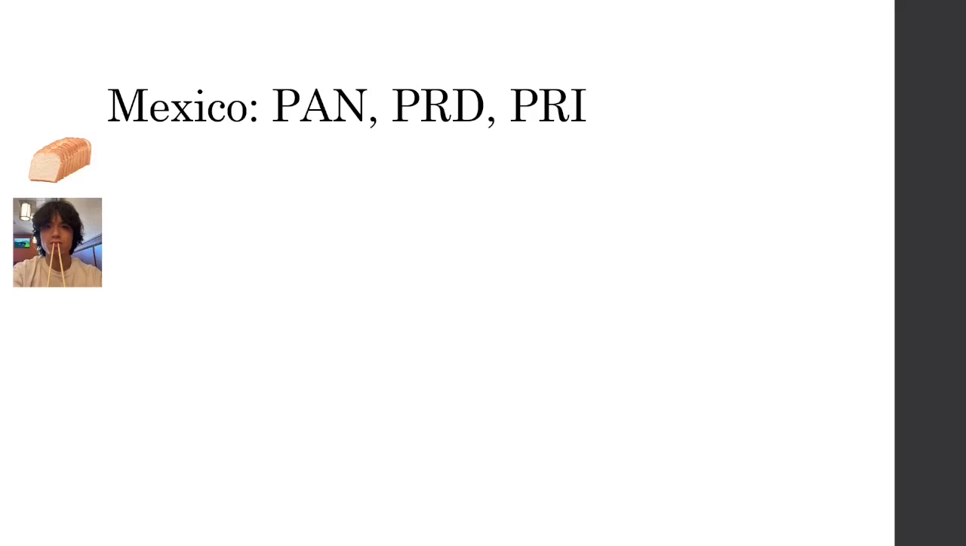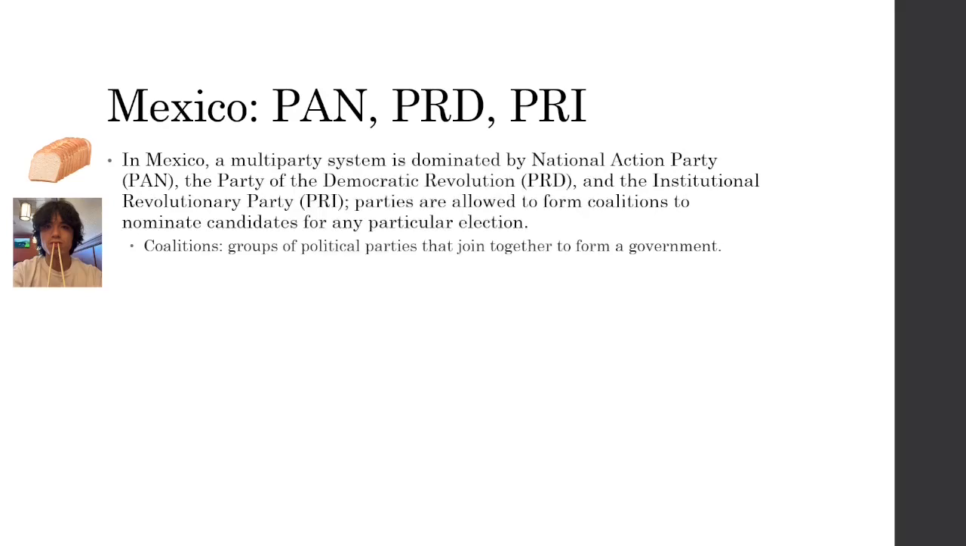All right, let's talk about Mexico. So yeah, we're going to talk about the PAN, the PRD, and the PRI. I put PAN here. I put a picture of bread because PAN in Spanish is bread, a loaf of bread. That's why I put a picture of a loaf there too, in case you didn't get it. So in Mexico, they have a multi-party system dominated by two parties, the National Action Party and the Party of the Democratic Revolution and the Institutional Revolutionary Party. These are our three major parties, and they are allowed to form coalitions to nominate candidates for any particular election.